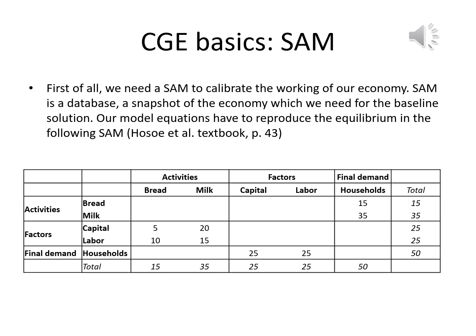So far we have been talking about the activity and final demand blocks, where the 15 and 35 are. Next, I'm following the same order of explanations as in the textbook, let's look at the factors and activity block. Factors are capital and labor, activities are bread and milk. So the factor rows are the capital and labor rows, and the activities are the bread and milk columns.